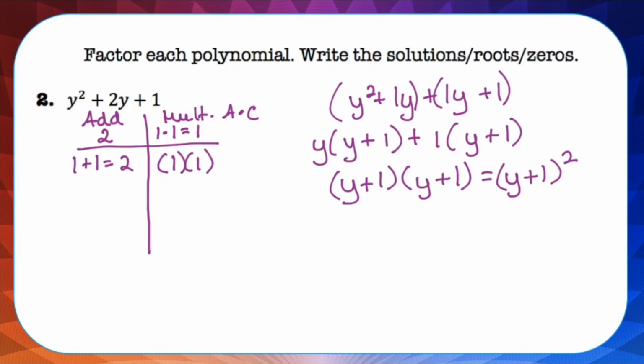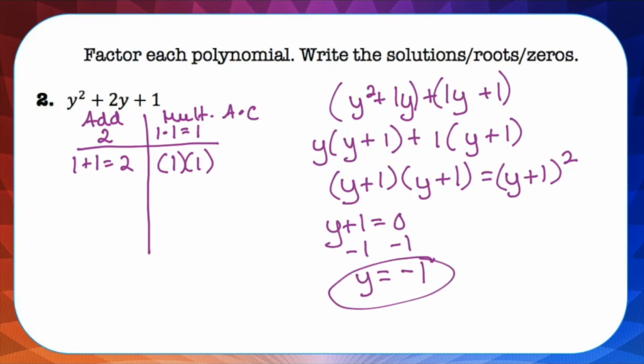So we're just going to set y plus 1 equal to 0. We only have to do one of them because they're the same equation. So we subtract 1 on both sides, and you get y equals -1, and that would be your answer.